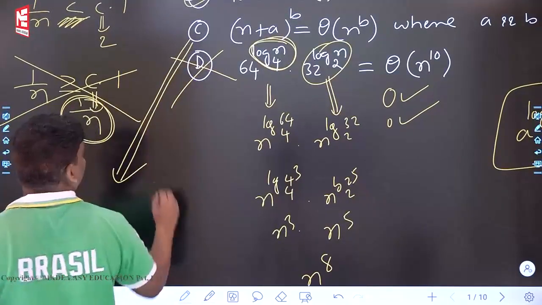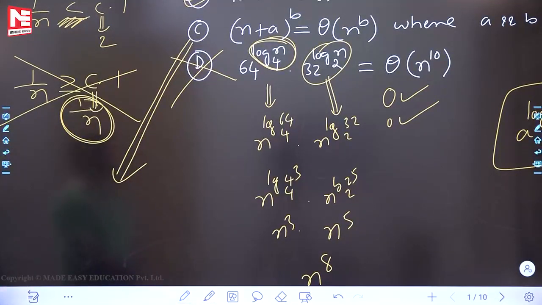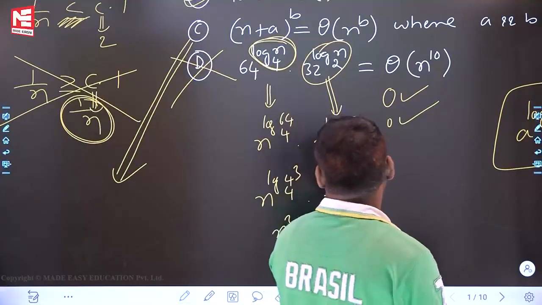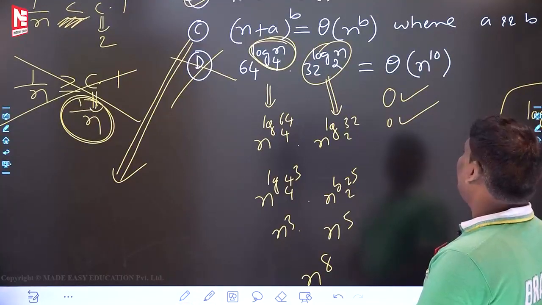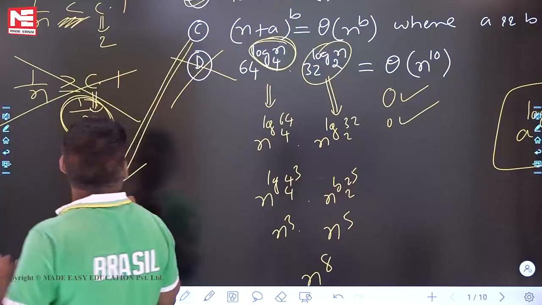Careful with option C. Option C, read it. N plus a whole power b is equal to theta of n power b, where a and b are constants. N plus a whole power b is equal to theta of n power b, where a and b are constants. So, that is the given statement.